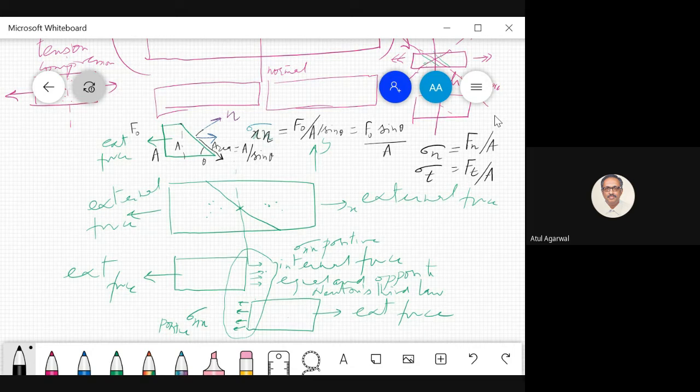So you have taken this face. How will you find the normal component of the force? This force is F naught. This angle is theta, so this is also theta. So the tangential component becomes F naught cos theta. The normal component becomes F naught sin theta. So what is your sigma normal? F naught sin theta upon what is your area? Let's call it A naught. Let it be A naught.